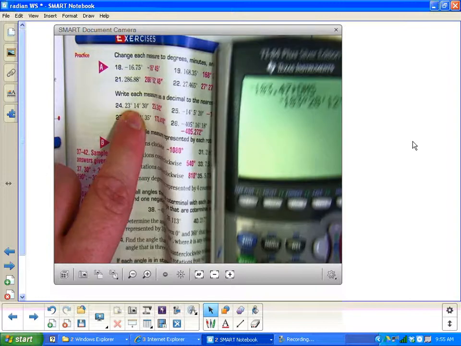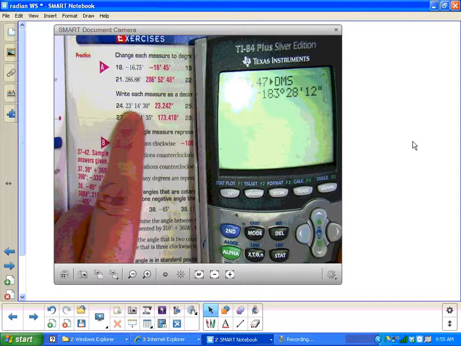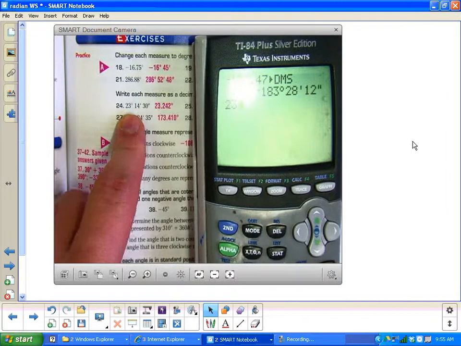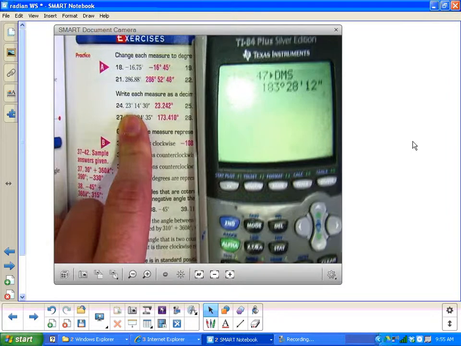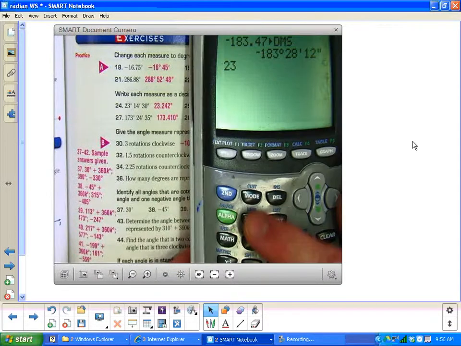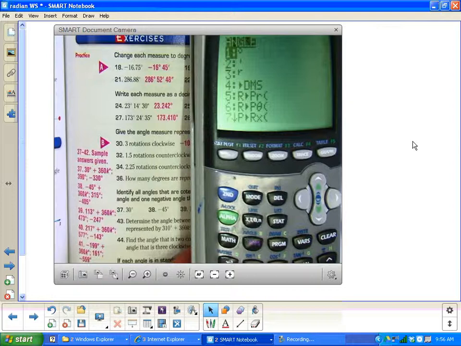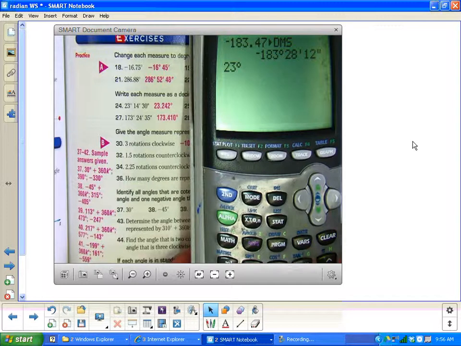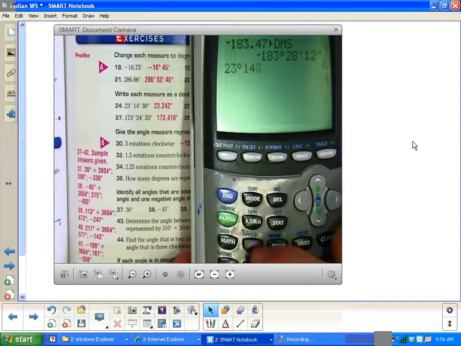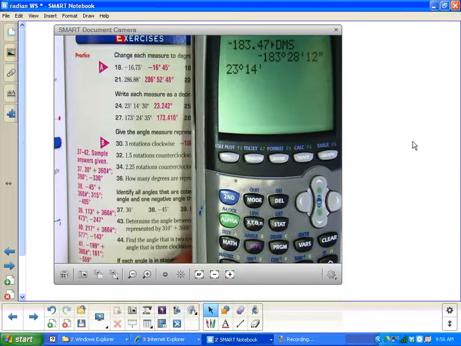All we have to do is punch this in and basically just hit equals. So we punch in 23. Now we have to put the degree sign, so you go to the angle menu. We go to second, and then the angle menu, degrees, and then we had 14 minutes. So I go to the angle menu to put in the minutes. And now the other one was 30 seconds.